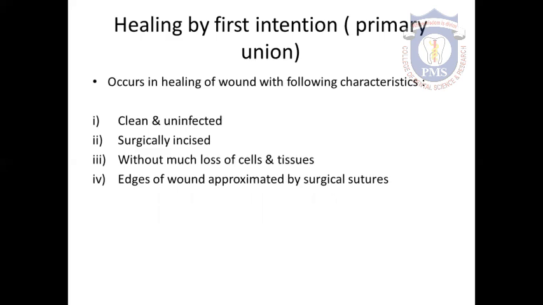Healing by first intention or primary union. This type of wound healing occurs in wounds with the following characteristics: the wound that is clean and uninfected, which is surgically incised, wounds without much loss of cells and tissues, and wounds whose ends can be approximated by surgical sutures.